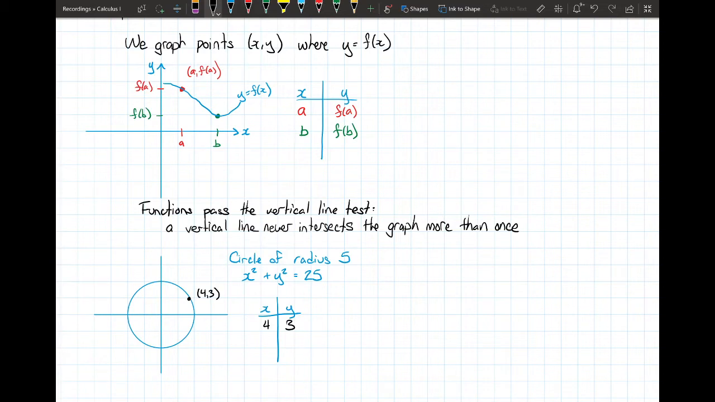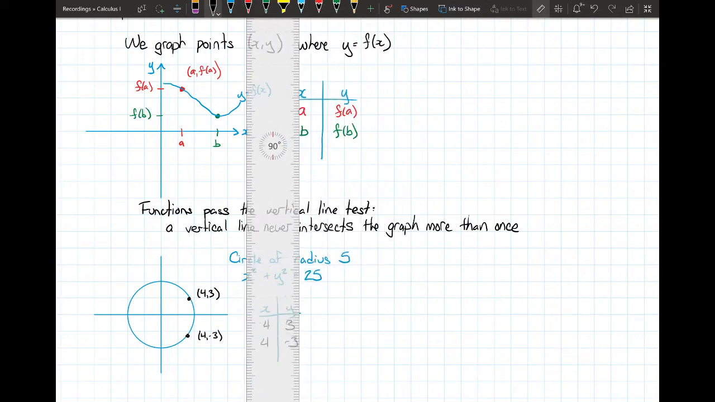Now, as it turns out, if you were to choose x equals 4 and you could solve, you wouldn't just get 3. You'd actually be able to get a second point on this curve, 4 comma negative 3. And so that would also be a point on this table of values. And immediately you see that for a single value x in the domain of some function, you end up with more than one y assigned to it. That makes it not a function. It doesn't pass this vertical line test.